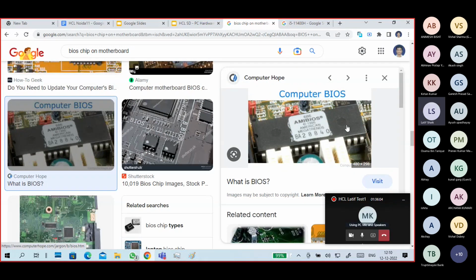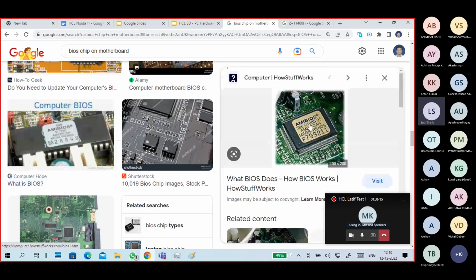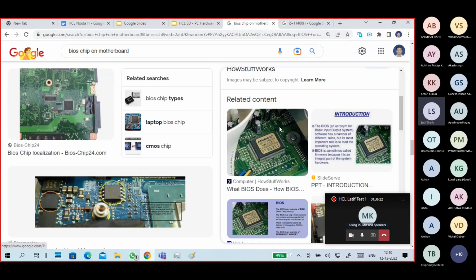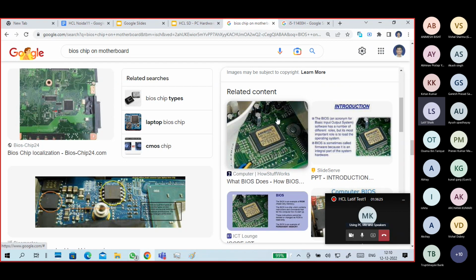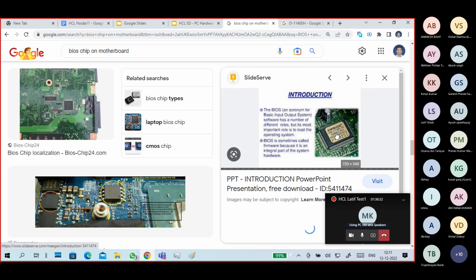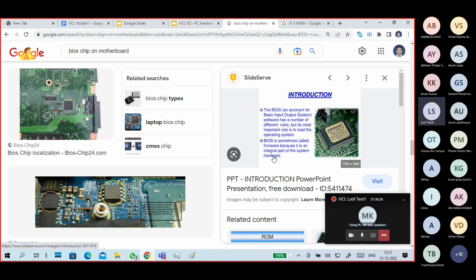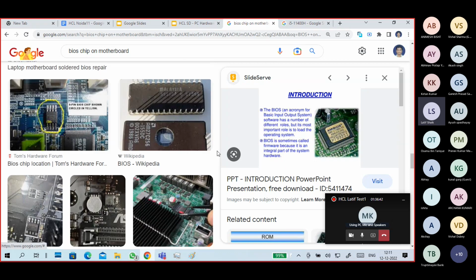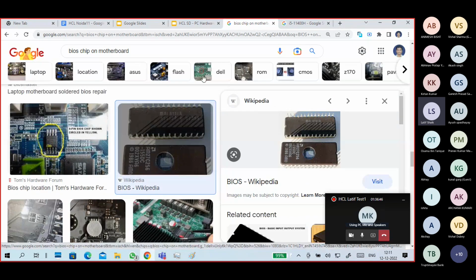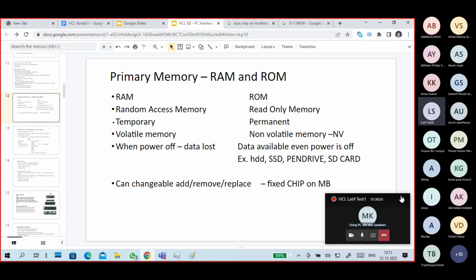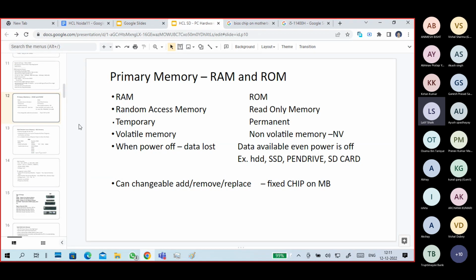Of course, we can remove a few types of BIOS chips from the motherboard, but it is not like your RAM, where you change it and it will immediately work. It is not like that, because these chips are dedicated to that motherboard. It depends upon the motherboard and the manufacturer of the motherboard. The BIOS chip is a more integral part of this system. That's why we cannot change it. We generally don't change ROM chips like a RAM. ROM is fixed on your motherboard.